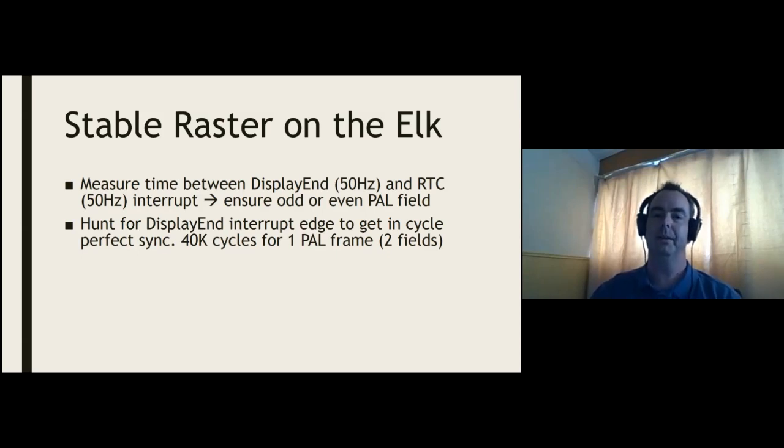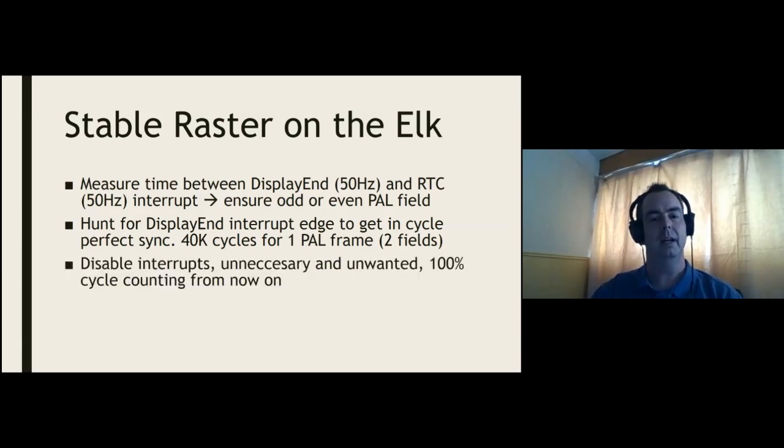And then, if that's done, you hunt for the interrupt edge of the display end, the vertical sync sometimes it's called, because you want to be in perfect cycle sync of that interrupt, because after that you just want to count 40,000 cycles for each PAL frame, both fields together. So that's what I do. You hunt for the interrupt edge, polling the Sheila register to find the interrupt. And after that, I disable all interrupts because they are not even wanted anymore. They are unnecessary.